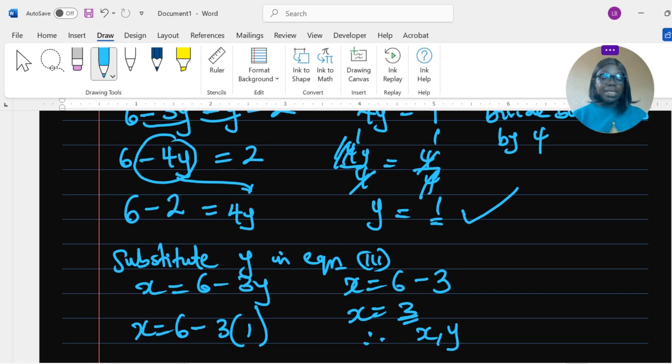Therefore, the value of x is 3 and the value of y is 1. Exactly. So this is the answer to the question that we have solved. Maybe you have solved it before watching this video. Make sure you compare this video with the answer that you have gotten. I want you to write this in your exercise book, because at Learning Base Academy we write.